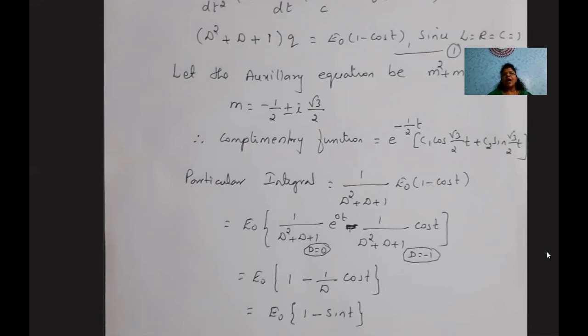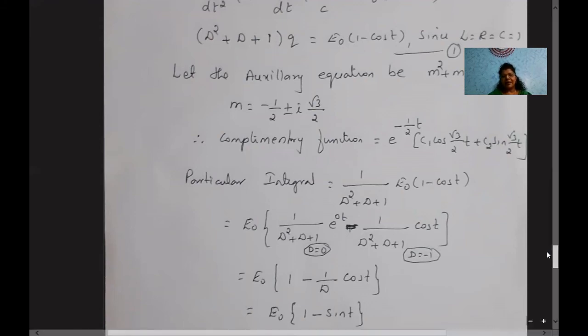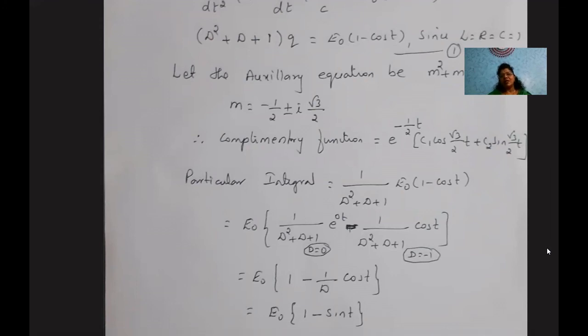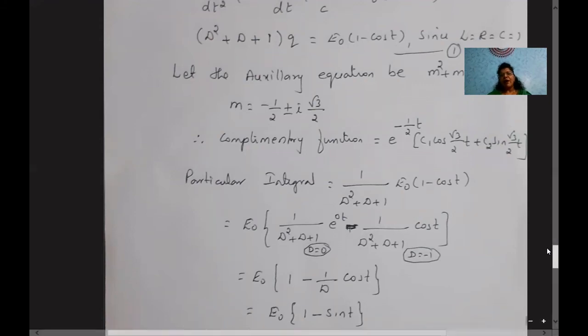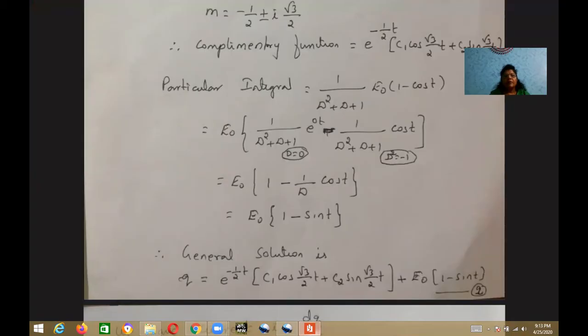This is of the form alpha plus or minus i beta, that is, complex roots. So we can use the formula e power alpha x into c1 cos beta x plus c2 sin beta x. What is the value of alpha and beta here? Alpha is minus half and beta is root 3 by 2. Now, we'll find the particular integral.